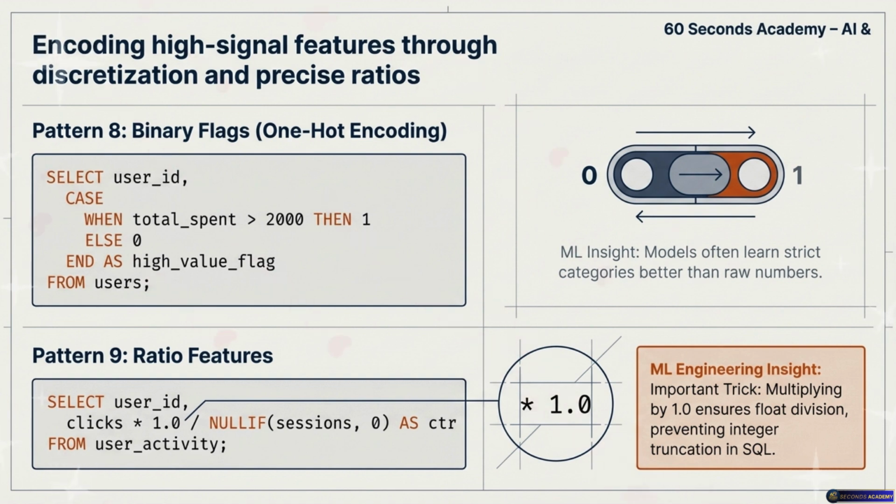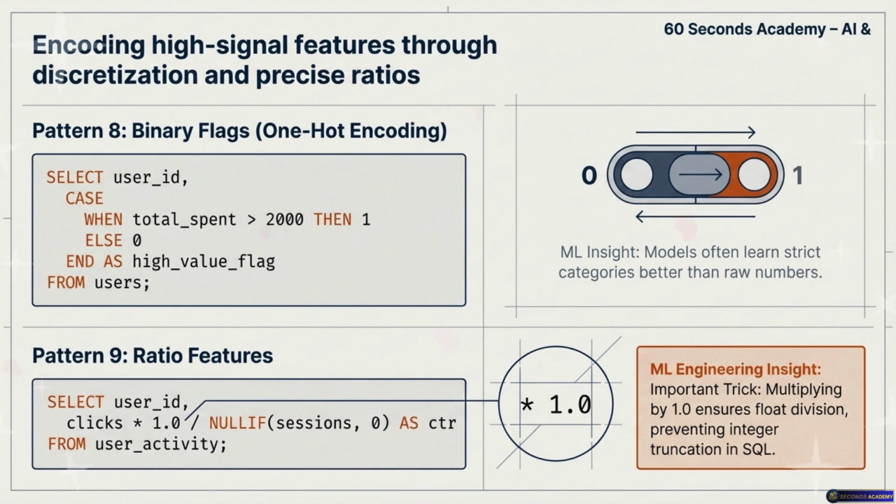Why do we need that extra step? Oh, this is one of those deep edge case secrets that separates beginners from professionals. In many SQL databases, if you divide an integer by an integer, say 9 clicks divided by 10 sessions, the database performs what is called integer division. It doesn't give you 0.9, it calculates the answer, chops off the decimal entirely, and rounds down to 0.